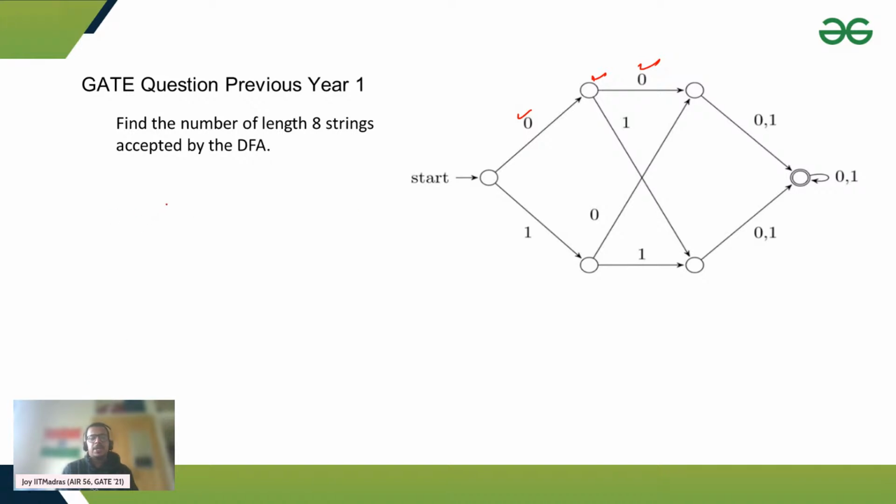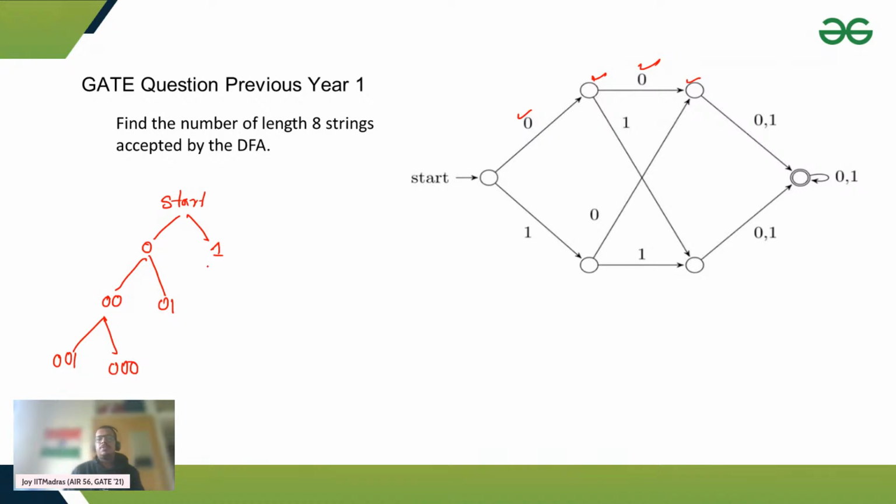From the start we have two ways. One is 0 and another one is 1. Then from 0 we have two paths. One is 0, 0. Another one is 0, 1. Okay. So if we take the path 0, 0, we'll come here, and from 0, 0 we'll again have 0, 0, 0 and 0, 0, 1.